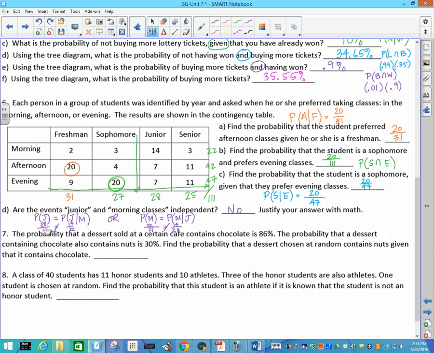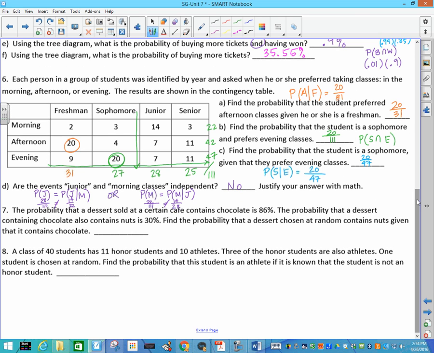All right, the probability that a dessert sold at a certain cafe contains chocolate is 86%. So the probability of chocolate is 86%. The probability that a dessert containing chocolate also contains nuts is 30%. So the probability of chocolate and nuts is 30%. Find the probability that a dessert chosen at random contains nuts given that it contains chocolate.